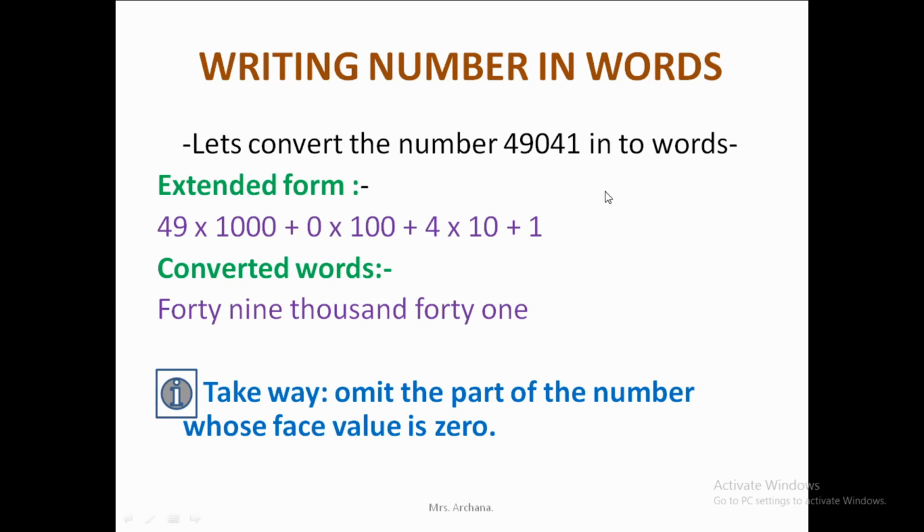See, here I have shown you one example, that is 49041 into word form. 49 together, if you take, that is in your thousands place, and 0 is in your hundreds place, 4 is in your tens place, and this is the ones place. So how will we write 49? You write 49 itself, then 1000, that you write. Then as 0, we generally don't take 0 face value, so we will omit this part, means we are not going to write this part.